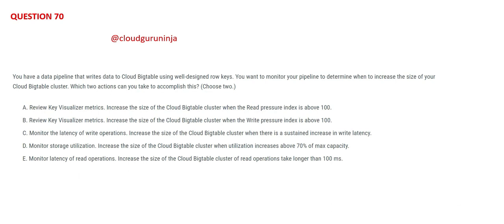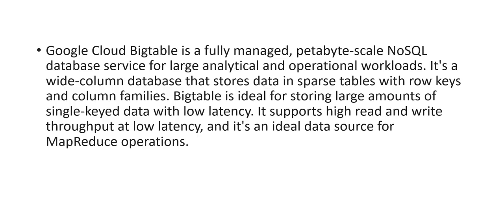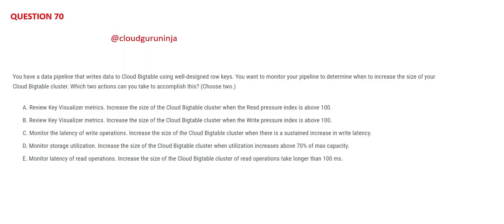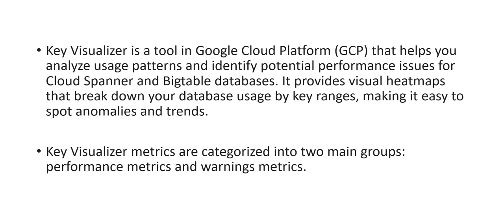Let us look at this interesting question. Before I go ahead with the story, first let us understand some key concepts. What is Bigtable? It is a NoSQL database service and it provides high read and high write throughput at lowest latency. Low latency means very fast speed. Then we should understand Key Visualizer metrics. If you want to understand usage patterns and identify potential performance issues with Spanner or Bigtable databases, use Key Visualizer. It gives you performance metrics, it gives you warning metrics.